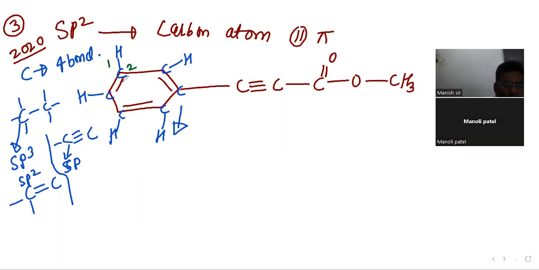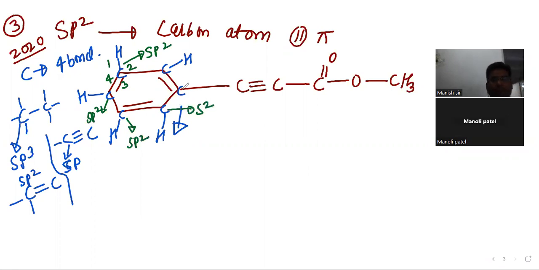1, 2, 3, 4, right? So you can see here, this carbon is making a double bond with another, so it will be sp2 hybridized. Again, this is making a double bond, so it is also sp2 hybridized. This is also sp2. This is also sp2. Right.